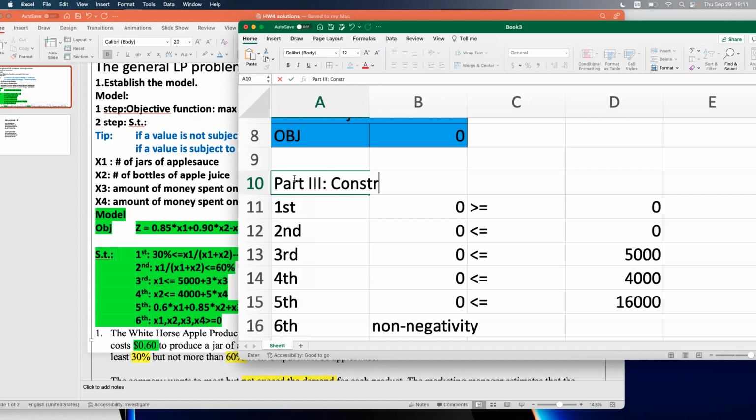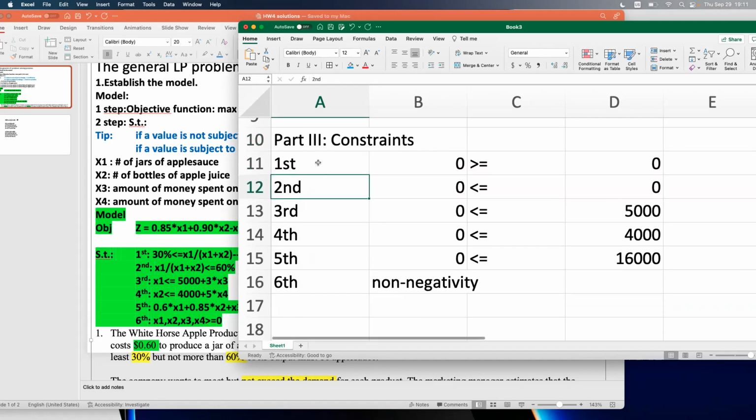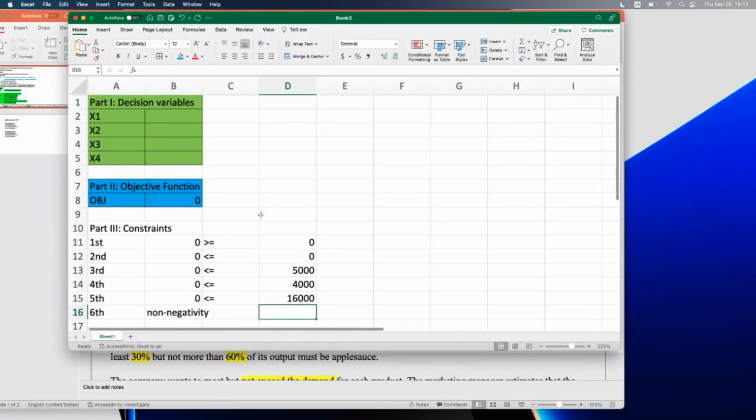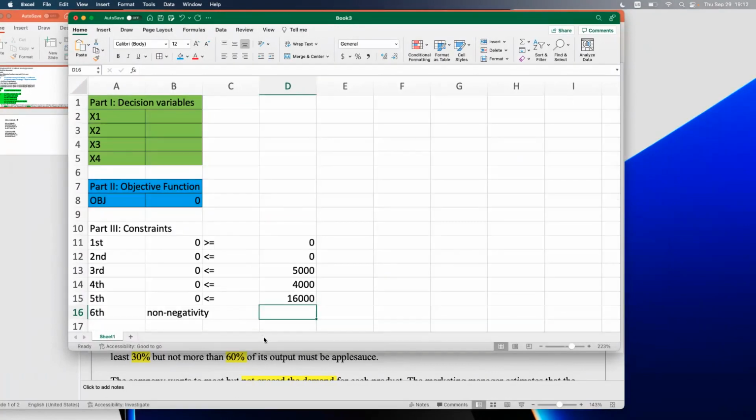So that's constraints. And this time I don't highlight. So basically for any linear programming problems, you can always formulate the model. Right, starting with identify the different variables, find the formula to construct your objective function, and also construct your constraints.